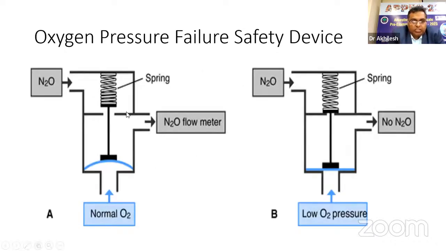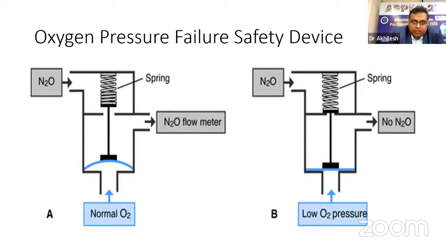See, this is the oxygen pressure failure safety device. This is where the oxygen goes. Once the oxygen goes here, it pushes up the lever. And when it pushes up the lever, there is an entry of nitrous oxide to the nitrous oxide flow meter. Okay. So suppose there is a low pressure of oxygen, it will not push the lever, and then there will be no entry of nitrous oxide. So the entry of nitrous oxide into the machine system is dependent on the concentration or flow of oxygen which is there.